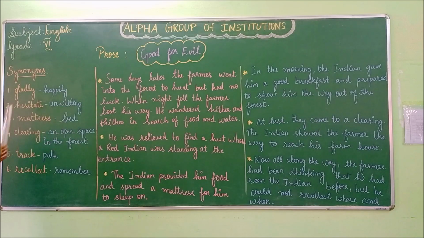Mattress, bed. Fourth word, clearing. Clearing means an open space in the forest. Okay. The fifth word, track. What do you mean by track? A path. Okay. The last word, recollect. Recollect means to remember. Okay. Recollect, remember. Okay. We shall see it again.